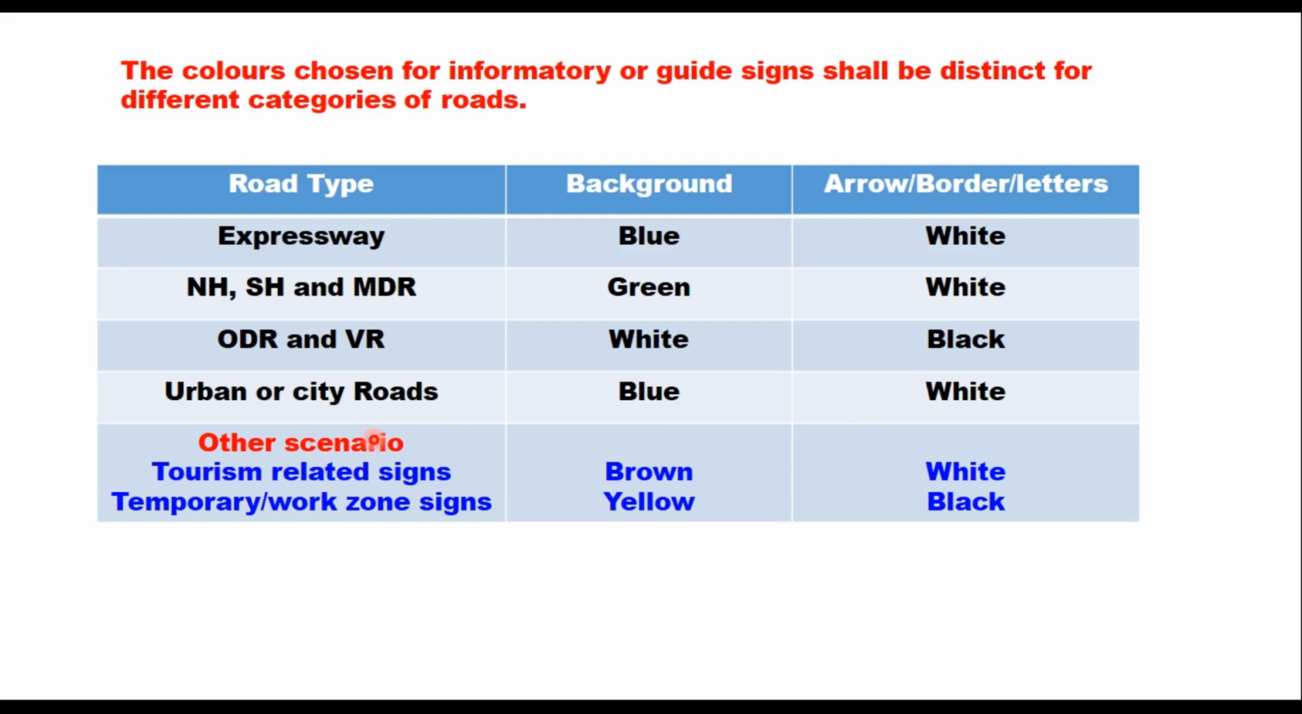And for other scenarios like tourism related signs, they are with brown background and white letters, arrows or borders. And for temporary or work zone signs, they are yellow background with black letters.